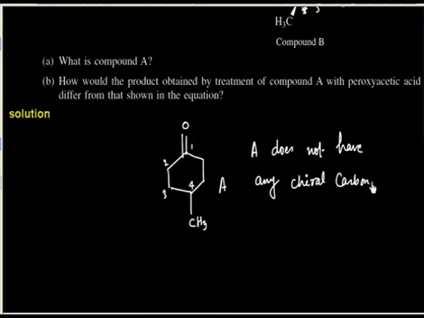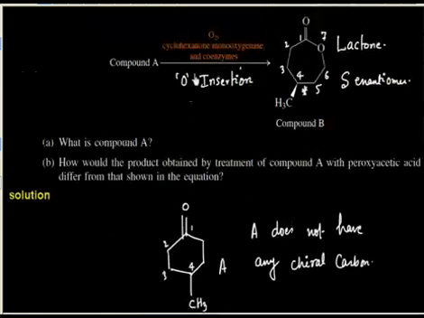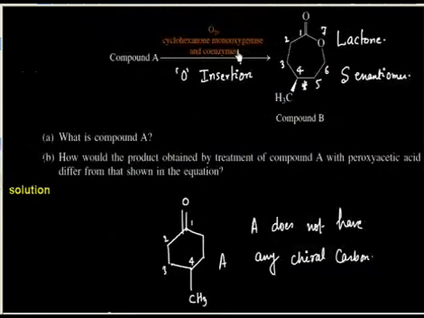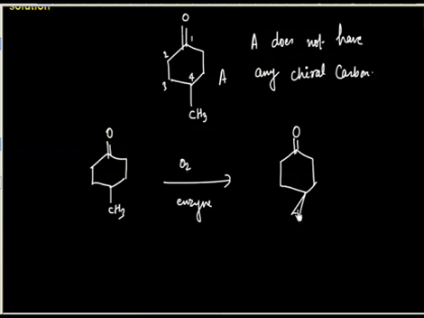So what is happening in this case? If you treat this compound, now this is something like Baeyer-Villiger oxidation, with oxygen in the presence of the enzyme cyclohexanone monooxygenase and some coenzyme. If this reaction is done, I am only getting the S enantiomer. So this reaction is selective.